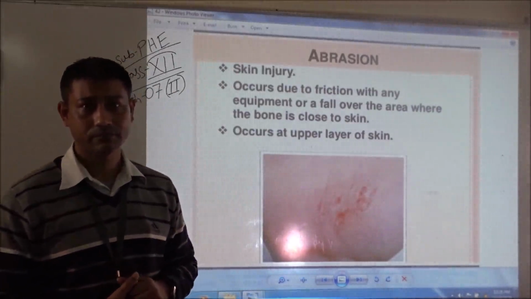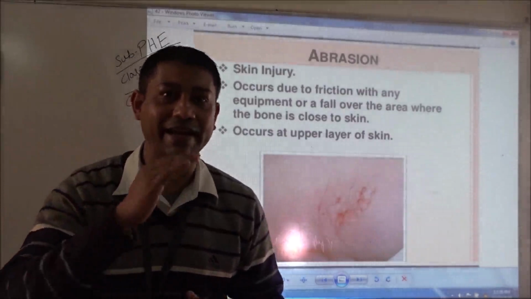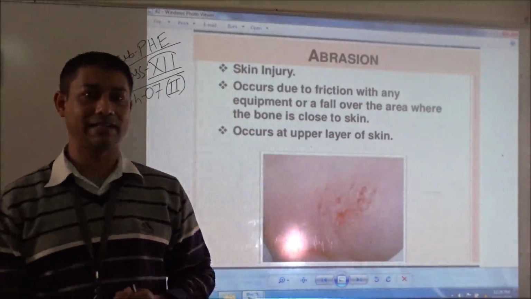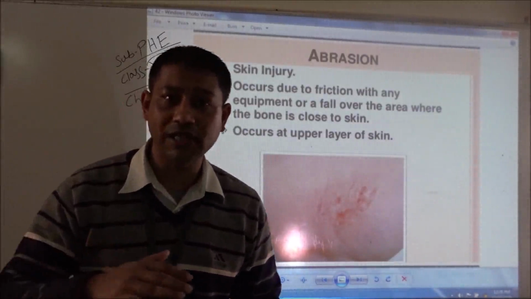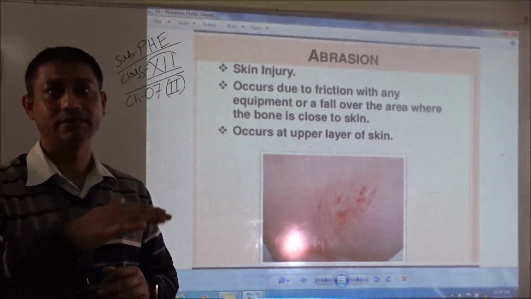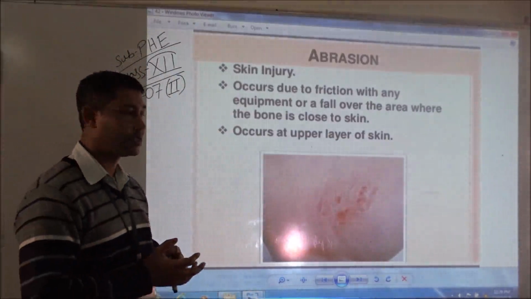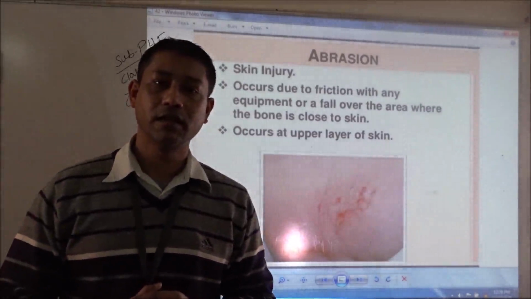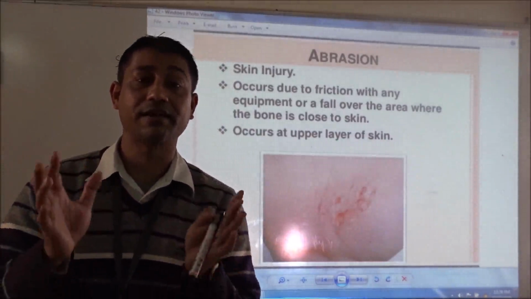For example, take an example in football. While a footballer is going for a sliding tackle, in the process, the superficial layer of his leg muscles, thigh muscles gets rubbed against the grassy surface, and sometimes an abrasion sort of injury occurs. In simple terms, the topmost layer of the skin gets rough.